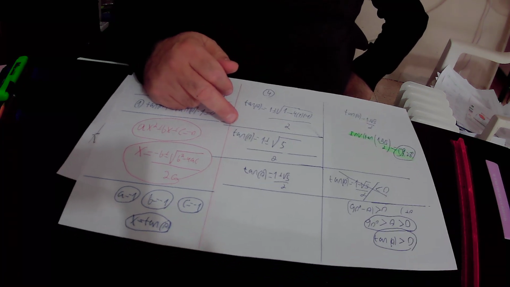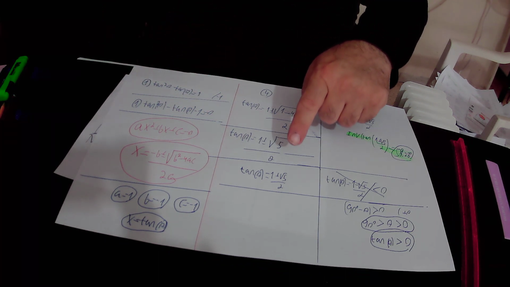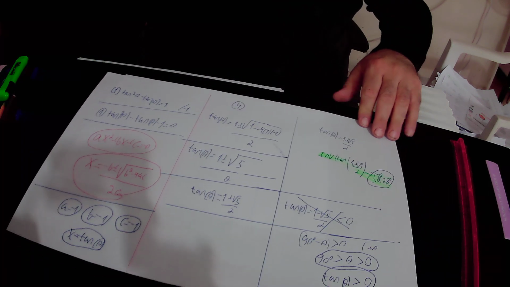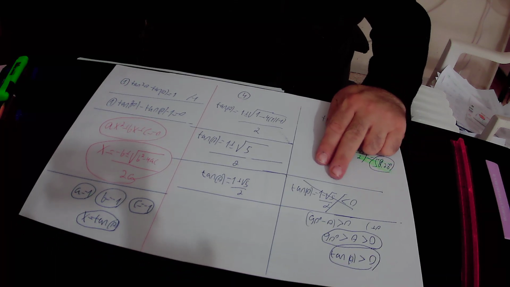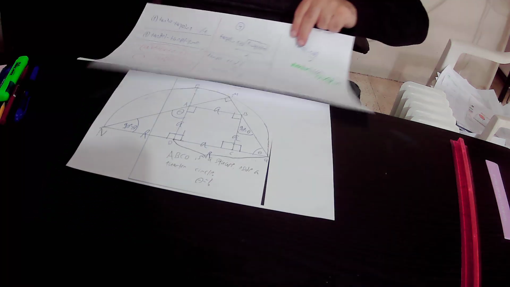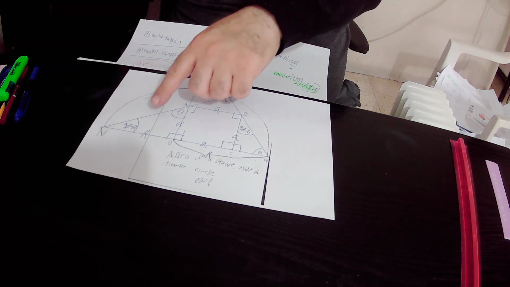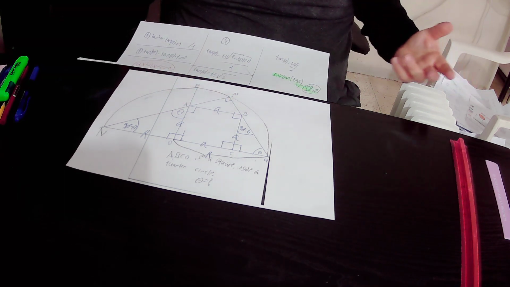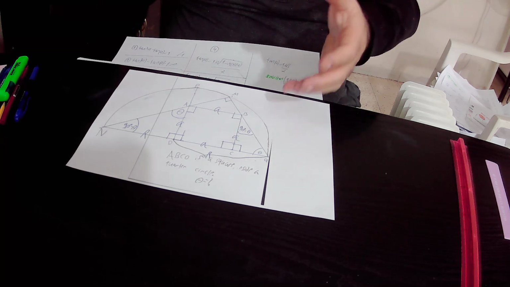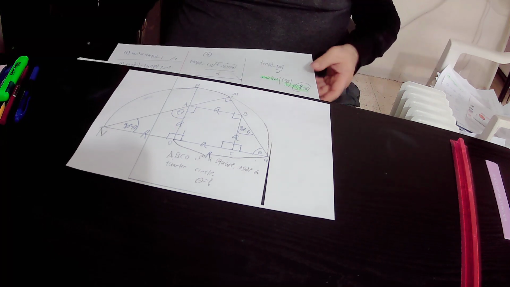So we have two possible solutions for tangent theta. The first solution is tangent theta equals 1 plus square root of 5 over 2. The second solution is tangent theta equals 1 minus square root of 5 over 2, which is the negative solution. Here you can see that in the right triangle NMQ, we have an angle equal to 90 degrees minus theta. It is one of three angles inside a right triangle, therefore it is absolutely a positive angle.